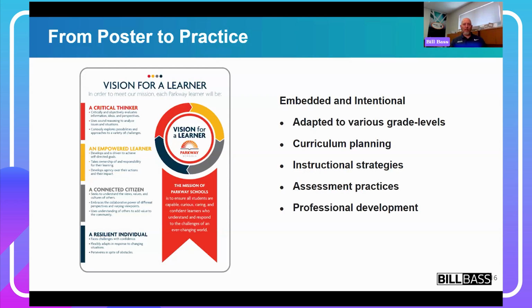We also have to provide those instructional strategies, the ways that teachers interact with kids, bringing those assessment practices that are authentic and meaningful, and the experiences that go along with them, and then providing that professional development. These are the components that are going to take our vision for our learner or our portrait of a graduate from the poster that sits on the wall into our practice.